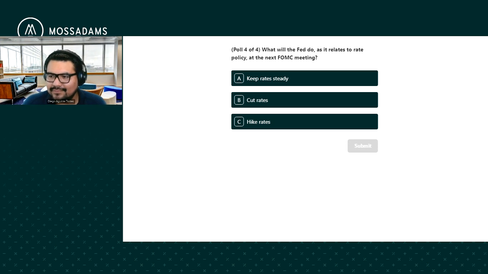What will the Fed do as it relates to rate policy at the next FOMC meeting? A, keep rates steady. B, cut rates. C, hike rates. Once you have completed all CPE requirements, you will be able to download a PDF of your CPE certificate from the CPE progress window.